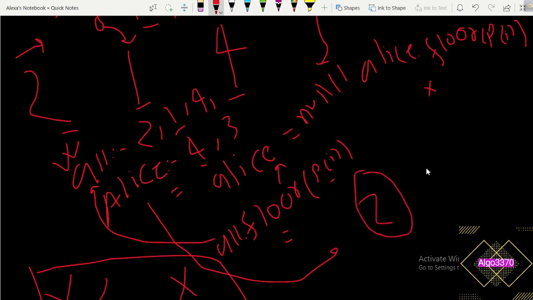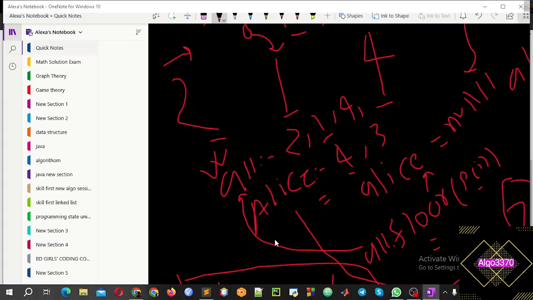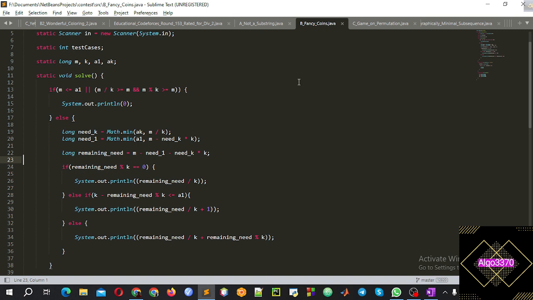So we need to use a total of 2. We get a total of 2 lucky points. This is our solving approach. So let's jump to the code.